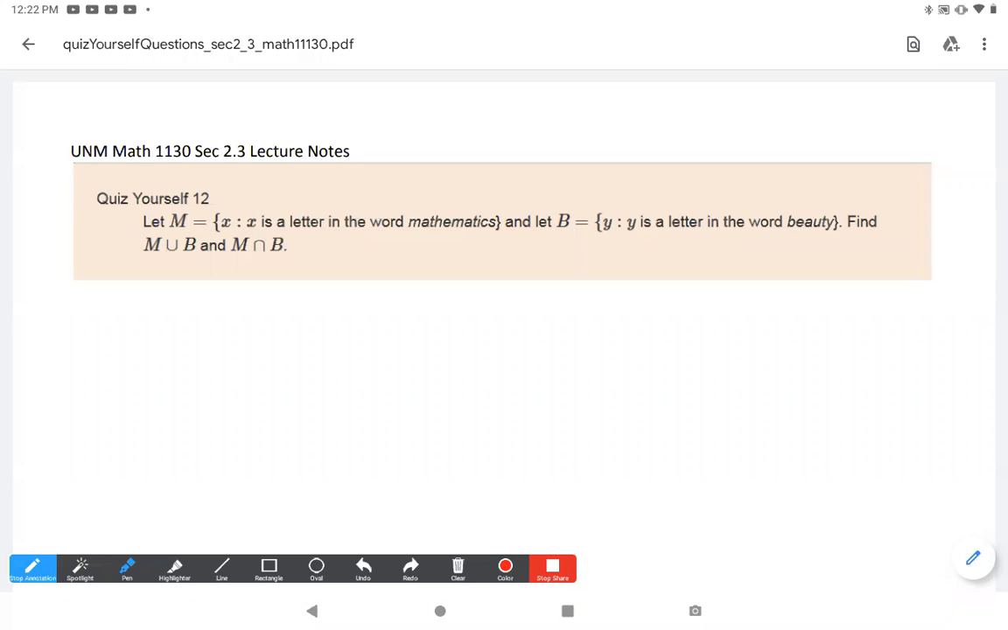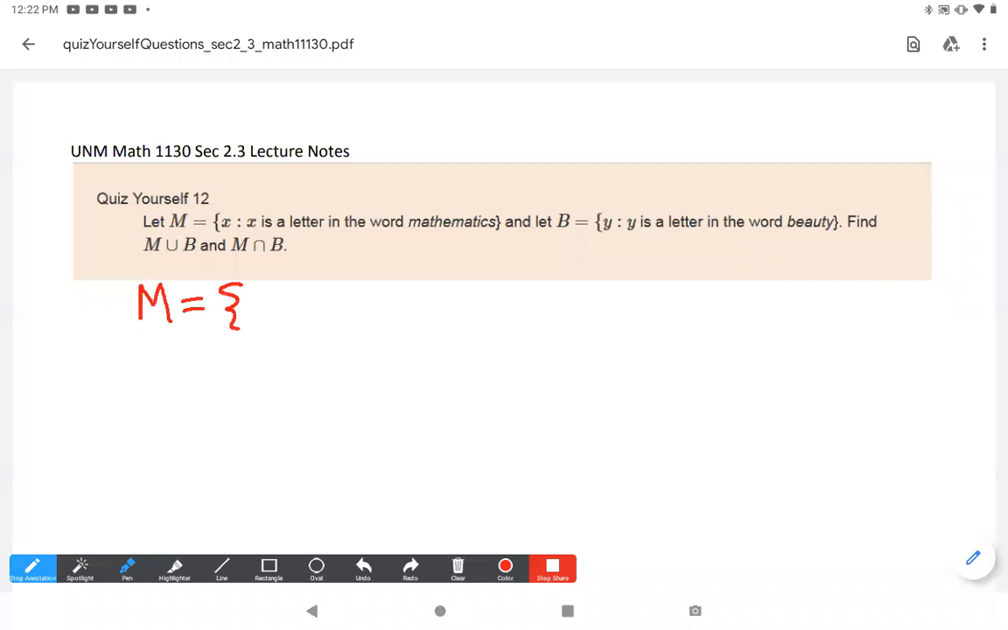Right, let's look at the quiz yourself questions for section 2.3. Let M be the set of all x's such that x is a letter in the word mathematics. And let B be the set of all y's such that y is a letter in the word beauty. Find M union B and M intersect B.